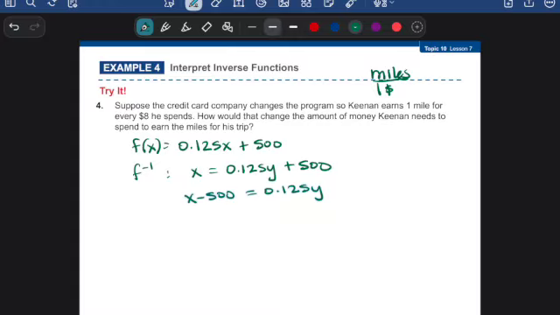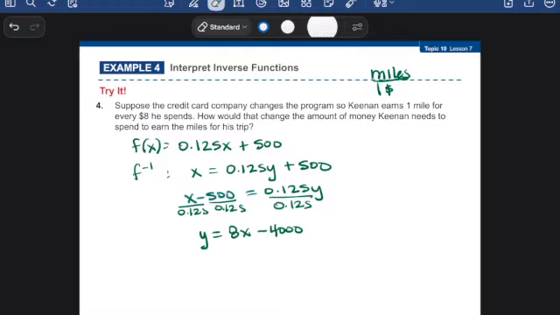Okay, you can do this a different ways. You can just divide everything by that coefficient, or you can clear the decimals if you wanted to, but let's just go ahead and divide by the coefficient. So that would give us y equals, if we calculate, 1 divided by 0.125 would be 8x, and 500 divided by 0.125 would give us 4,000. So there's our inverse function.